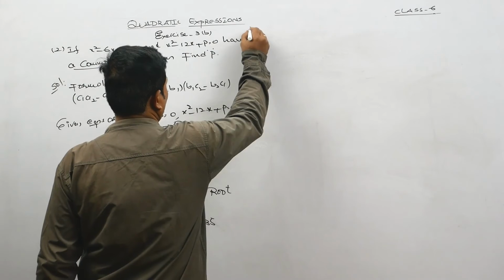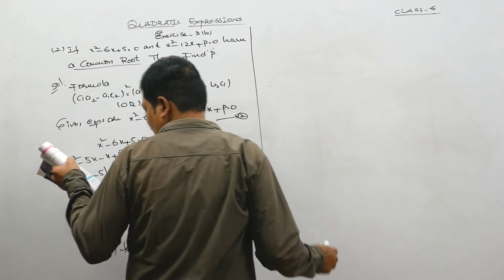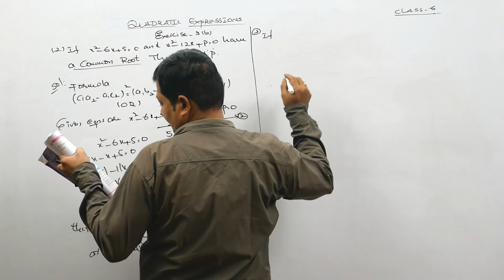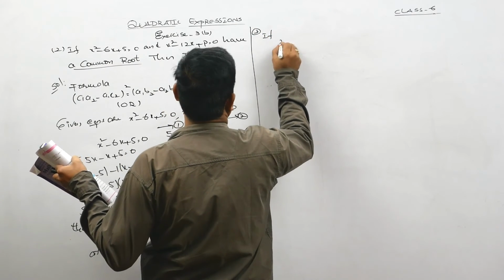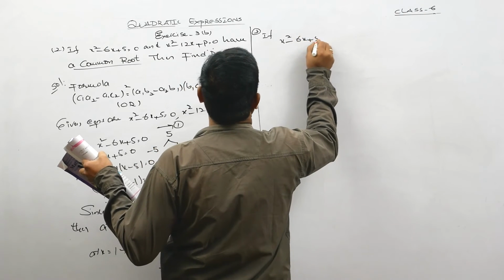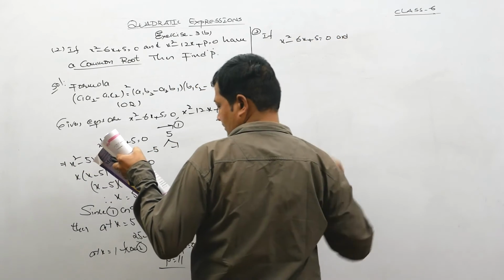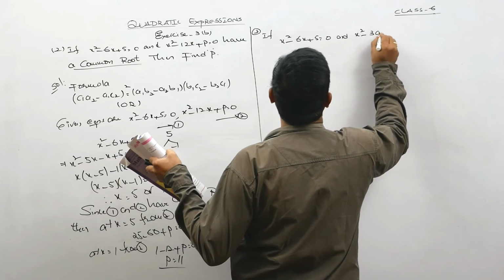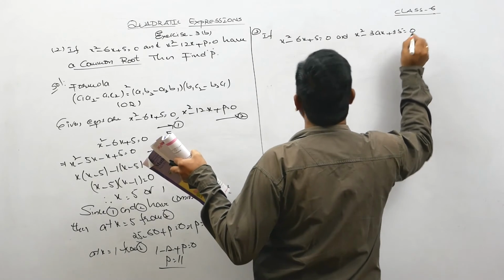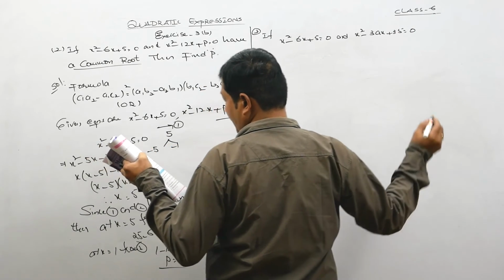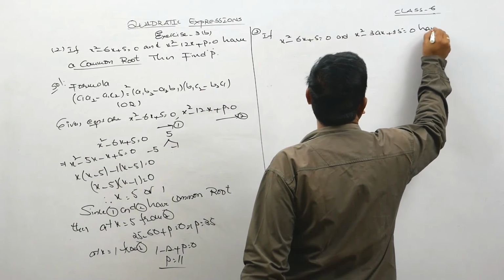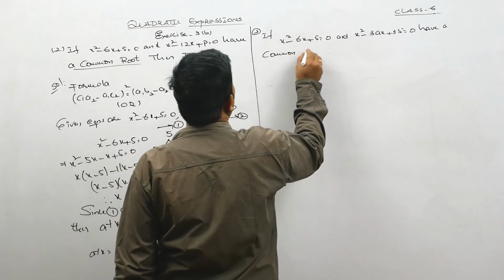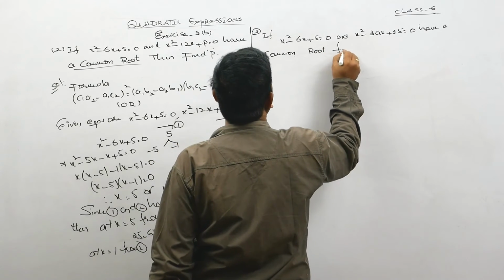Next. Question number 3, a similar one. x square minus 6x plus 5 is equal to 0, and x square minus 3ax plus 35 is equal to 0 have a common root, find a.